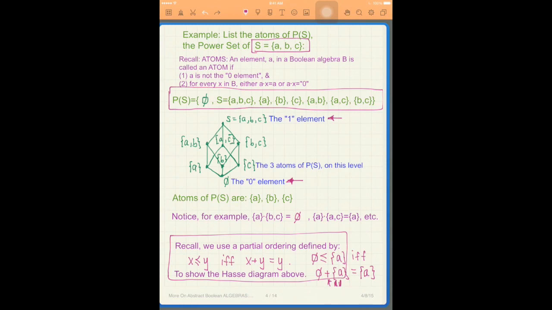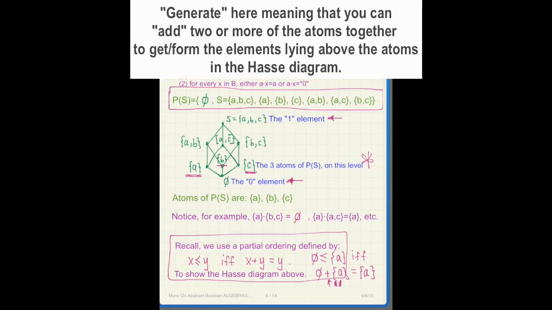The minimal elements that are non-zero, so they're at the next level, will be your atoms. So your atoms here are the set A, the set B, and the set C. And then those are the ones that will generate everything above it. So it will generate this level on top, and then it will generate the level on top of that, the one element.